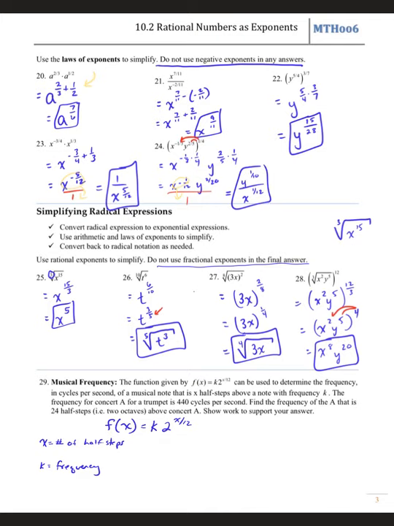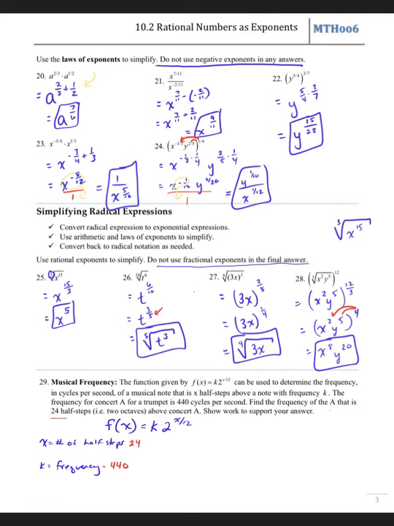The frequency for concert A for a trumpet is 440 cycles per second. So that's going to be the frequency for the trumpet. So that's going to be 440. And it tells us find the frequency of the A that is 24 half steps. So this would be 24 half steps above concert A. Show work to support your answer. So we're substituting in the two values here. We're taking in 24 and 440.